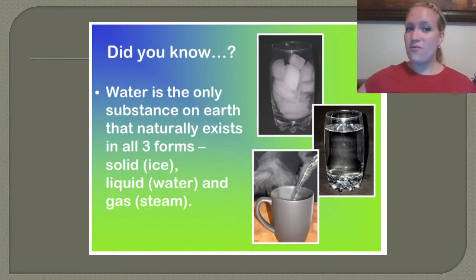Did you know that water is the only substance on Earth that is naturally found in all three forms? It can be a solid in ice, it can be a liquid, just regular drinking water, or it can be found as a gas, which is steam. So it's the only naturally existing substance that's in all three forms.